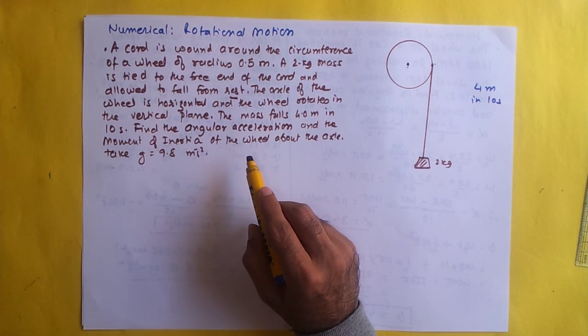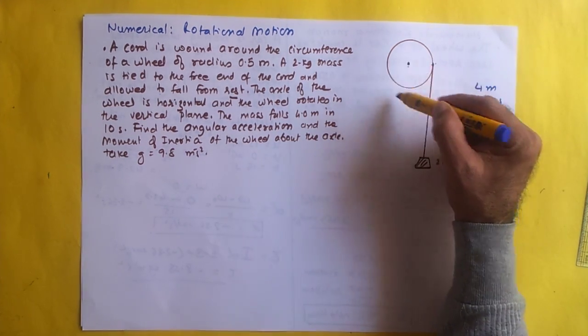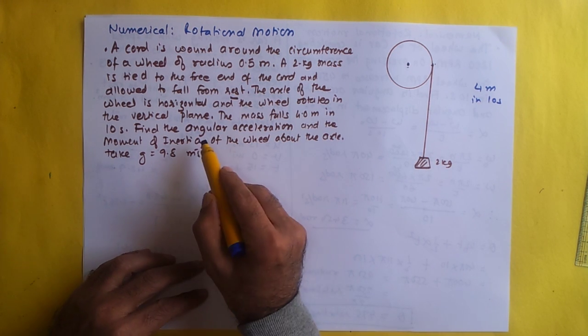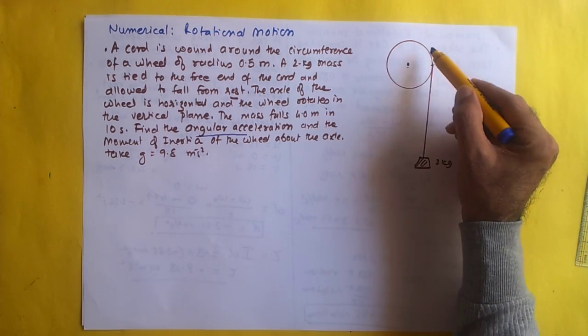Find the angular acceleration and the moment of inertia of the wheel about the axle. So I have to find out the angular acceleration of this wheel and its moment of inertia. g is to be taken as 9.8 meter per second square. Okay. So let us first try to understand how we will be able to find out the angular acceleration of the wheel. So we have this wheel over here.